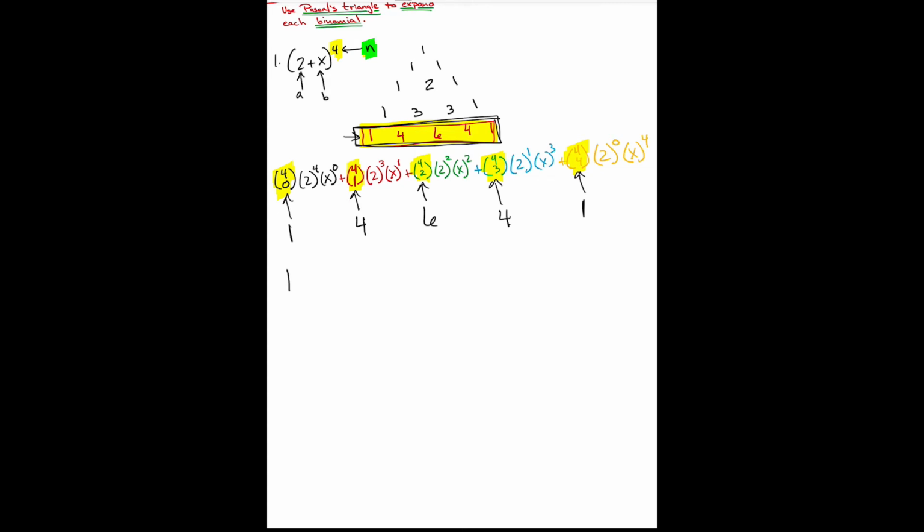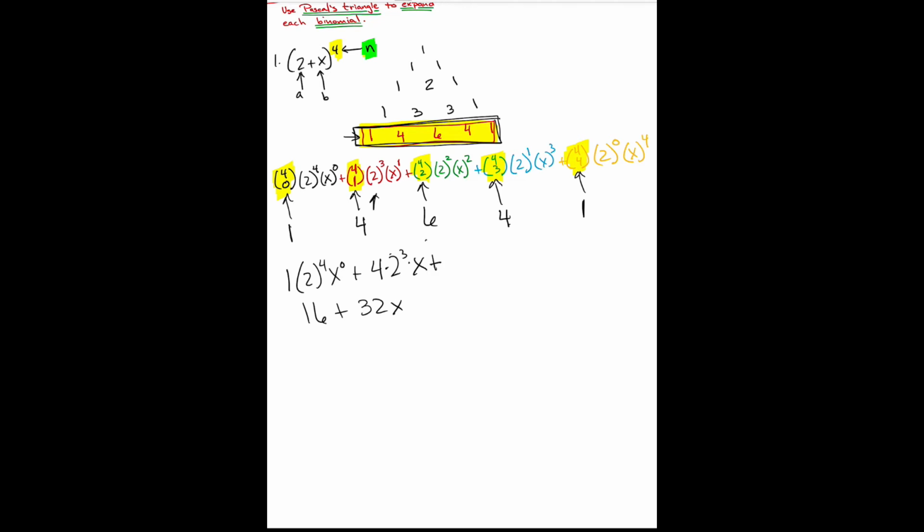So I have a coefficient of 1, and then 2 to the 4th power times x to the 0 power, which is just 1, right? And 2 to the 4th power is what? 16? 2 times 2 is 4, 8, 16. So that's 16, plus 4 times 2 to the 3rd power times x. X to the first is just x. So this is what? 8 times 4 is 32x, right?